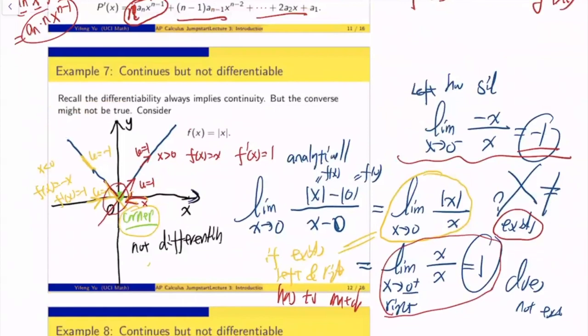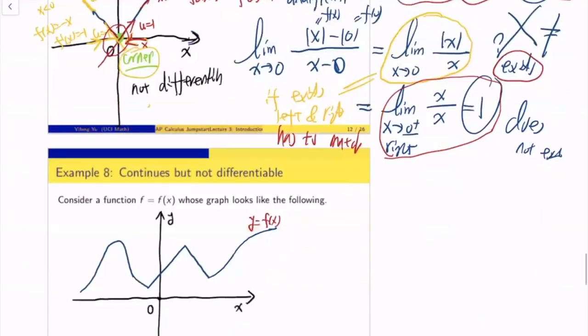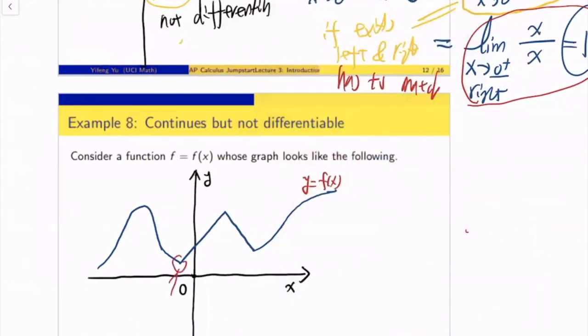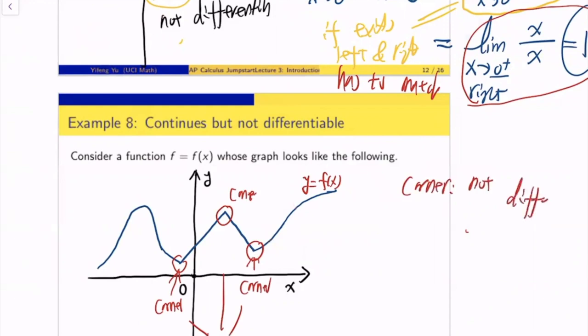Okay, all right. So when we say a function is discontinuous at a point, geometrically it just means there's a jump. When we say a function is not differentiable at a point, geometrically it means there's a corner. So if you look at the graph here, you see there's a corner here, another corner, and this is also a corner, right? Those are the places that are not differentiable. You have a jump between the slopes.